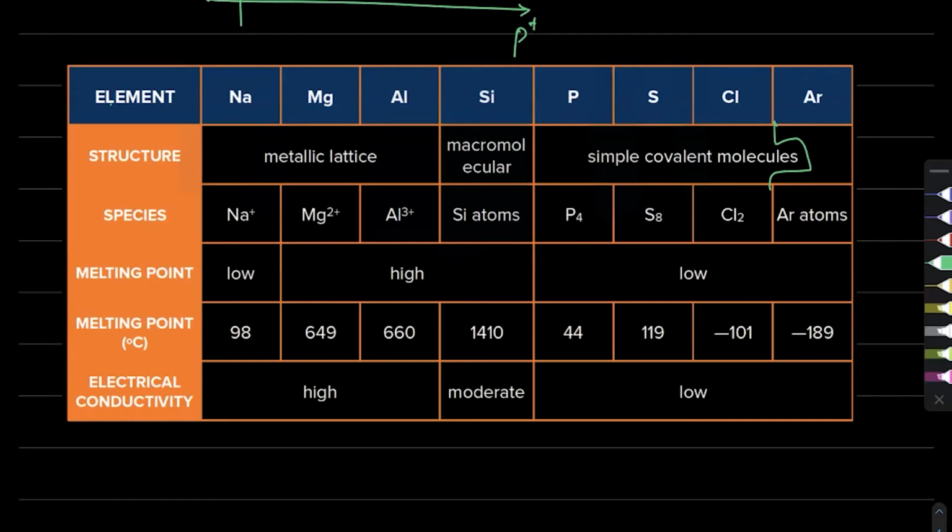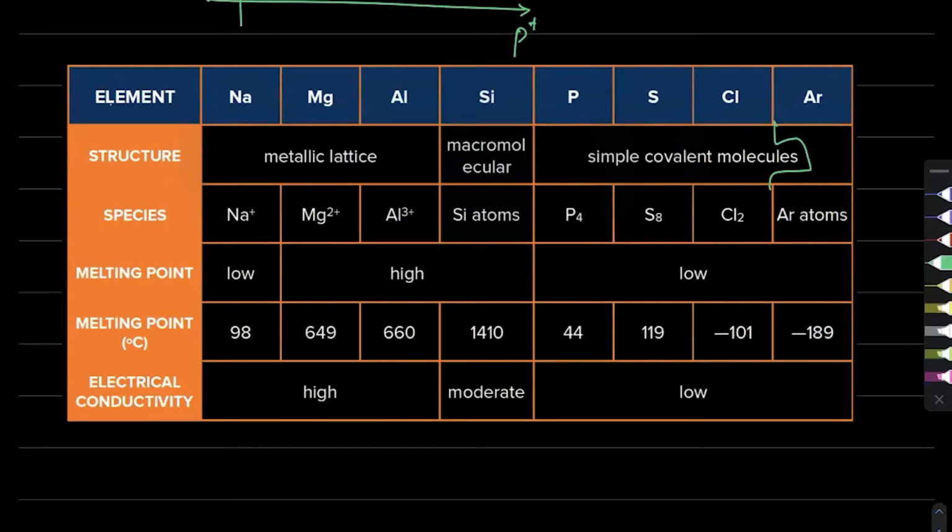And then electrical conductivity: for metals, it's high. For non-metals, it's low. For silicon, it's moderate. Wait a minute. Why? We don't have any free electrons. It doesn't look like it. Sure, metals have free electrons. There are questions that might come to your mind, and we already know the answers to them.